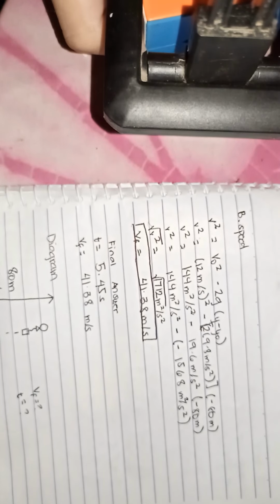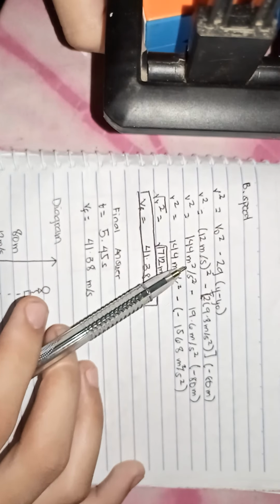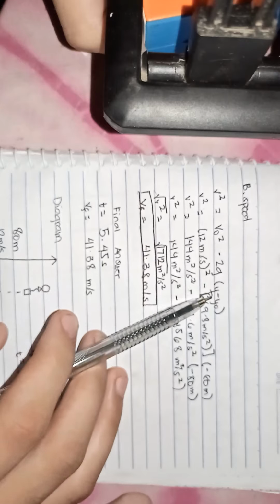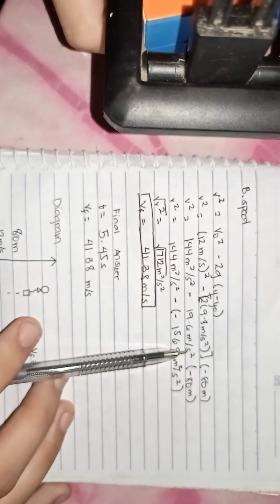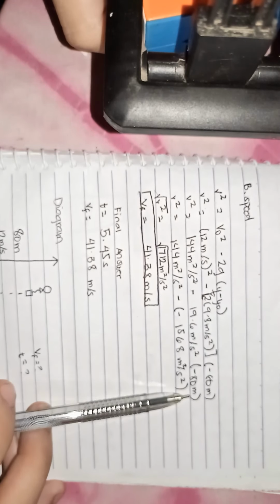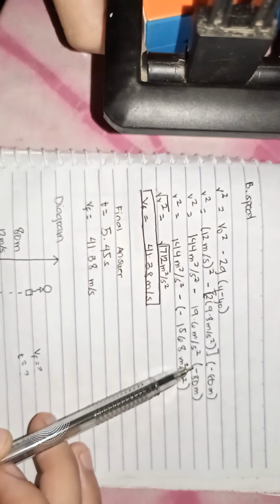Letter B. We chose the formula v squared is equal to initial velocity squared minus 2g times y minus initial y. Then for v squared, we just put the given from the question: 12 meters per second, squared, then 2 times 9.8 meters per second squared times negative 80. So this is the result: 19.6 meters per second squared, because we multiplied by 2, then negative 80. And 144 meters squared per second squared minus negative 1568 meters squared per second squared, because we multiplied them. Actually, it is just meters per second squared.